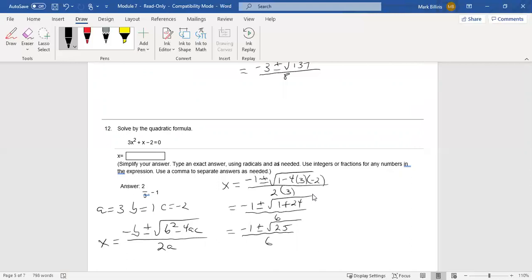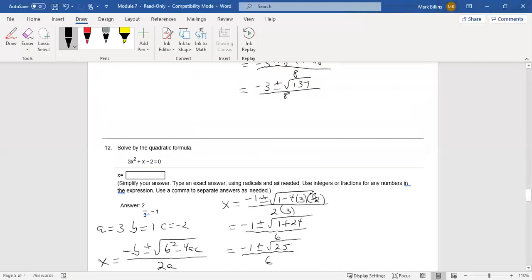Now I see if I can simplify. Well, 25 we know is a perfect square. So I can simplify the square root of 25 to simply be 5. So I'd have -1 plus or minus 5, not underneath the radical sign, because the square root of 25 is 5, all over 6. Now, since both of these terms are like, I'm going to set it up and do 2 separate problems. One is -1 plus 5 over 6, and my other answer is -1 minus 5 over 6.